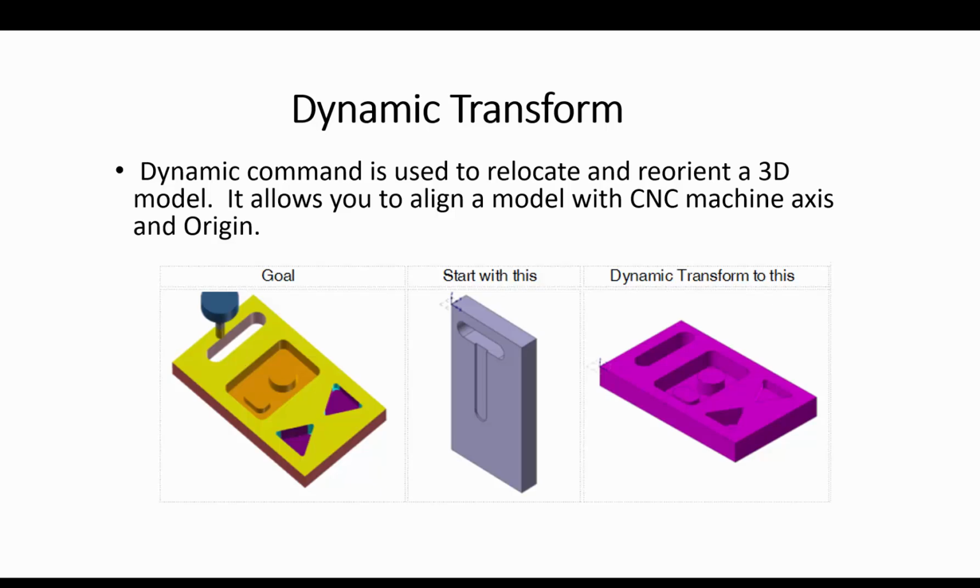In this video, I will import the SolidWorks file and then demonstrate a dynamic command. We'll start with some theory behind the dynamic transform command. Dynamic command is used to relocate and reorient a 3D model. It allows you to align a model with the CNC machine axis and origin.